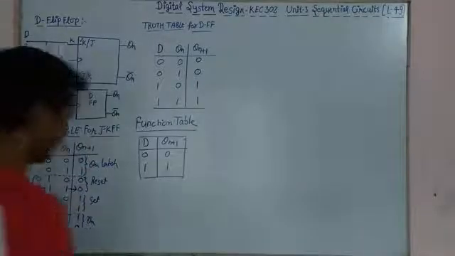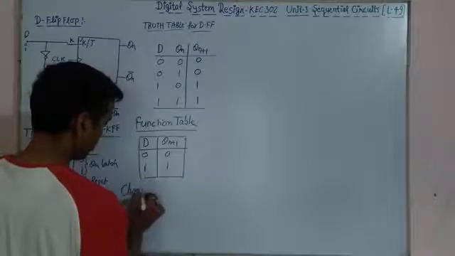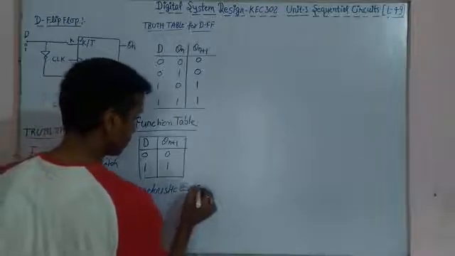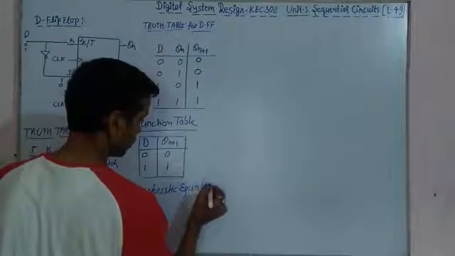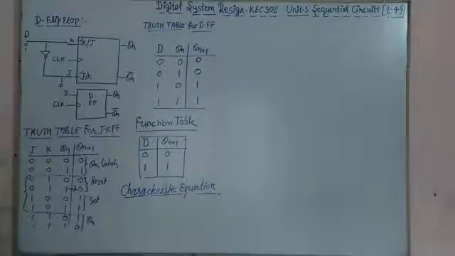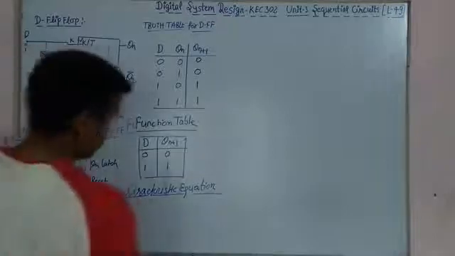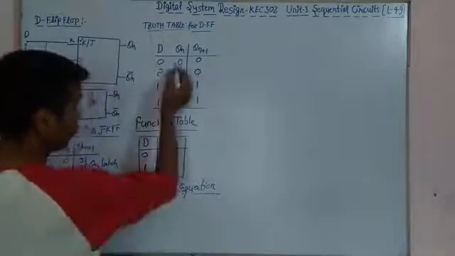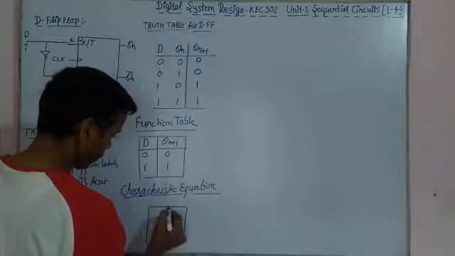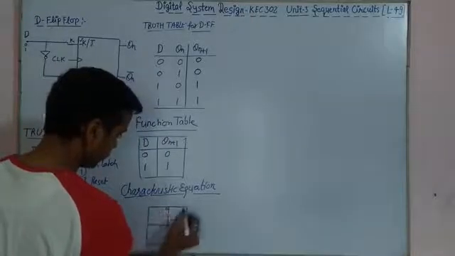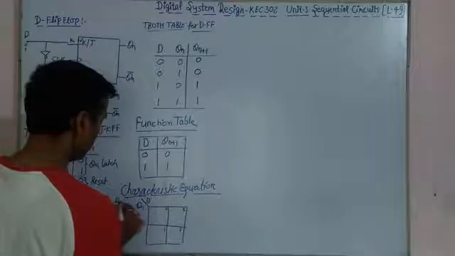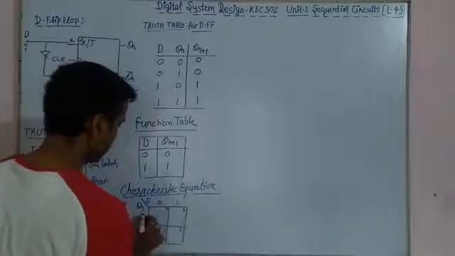And now the characteristic equation. You can see here you have 4 combinations, 0 1 2 3, and the inputs are D and Qn, and the function will be Qn plus 1: 0 1 0 1.